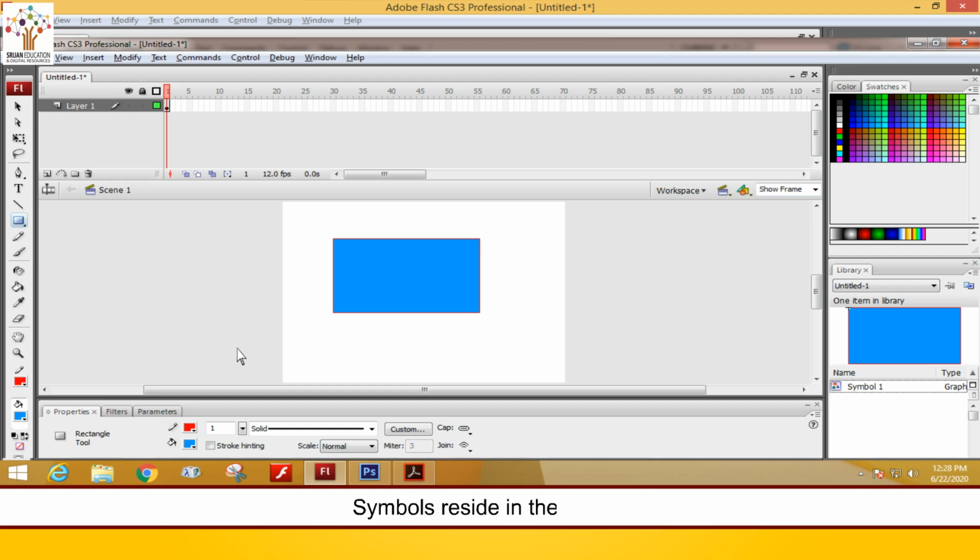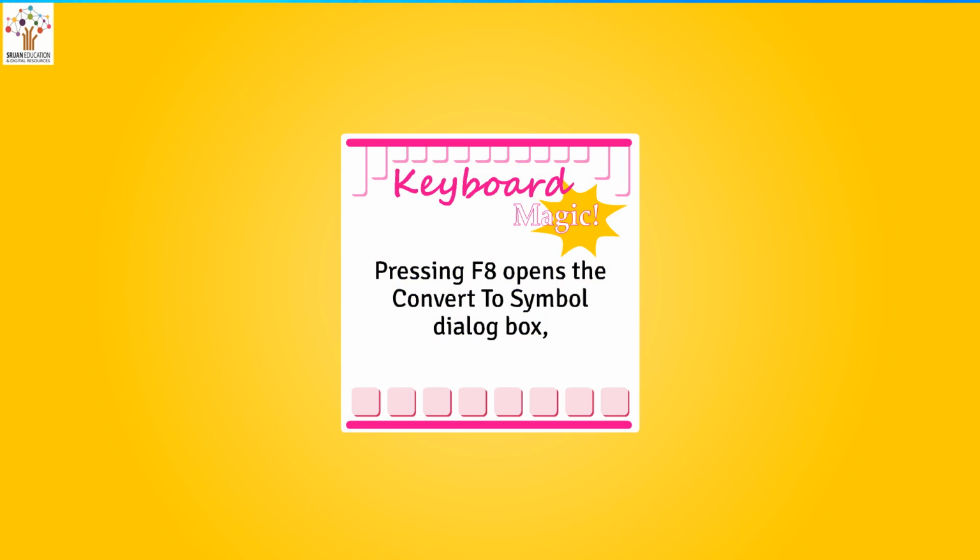Symbols reside in the library. The new symbol will automatically get added to the library. In order to open the library, go to the Window menu and choose the Library option. Keyboard magic. Pressing F8 opens the Convert to Symbol dialog box.